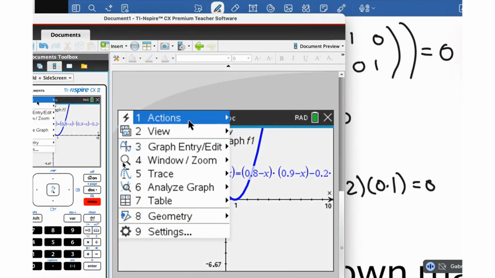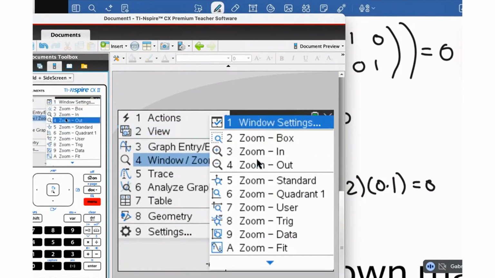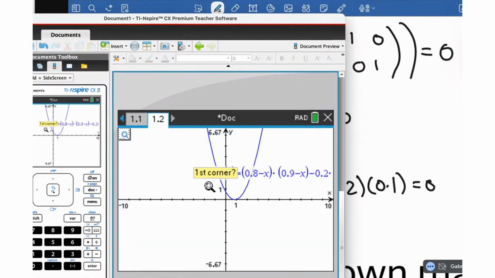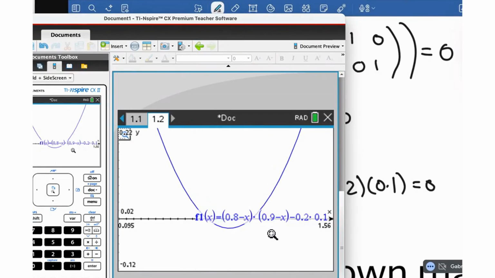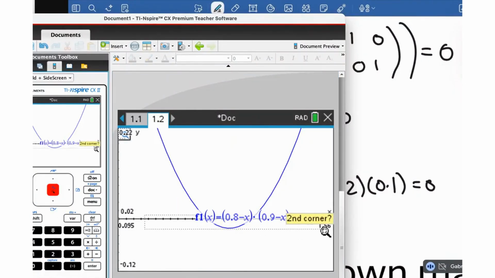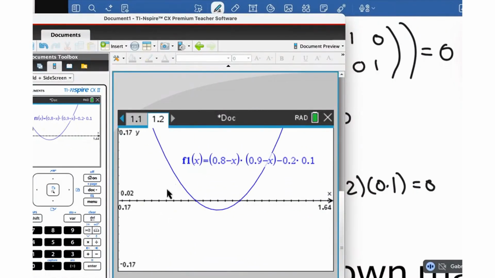So I go to menu. Let me do some zoom. No, I'm gonna do a zoom box. Okay, and now if I want to move this label that I don't like, remember that I can do control and the hand. Let me just escape from this. I'm gonna do control and the hand to move the label.